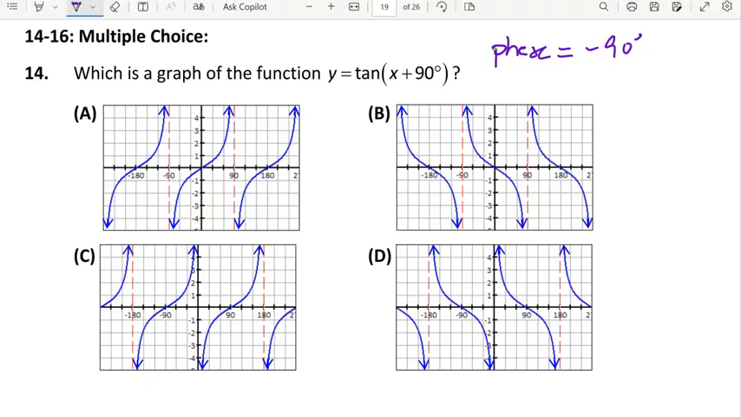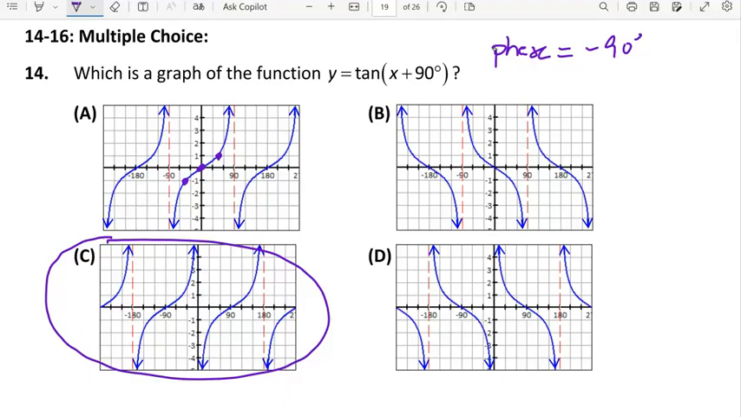Why? Because the tangent of -90 and +90 are undefined. The tangent of 0 is 0. The tangent of 45 degrees is 1. The tangent of -45 degrees is -1. So choice A is actually the tangent function. So what we want to do with this is translate that whole graph 90 units to the left. And if we do that, we are going to get choice C.